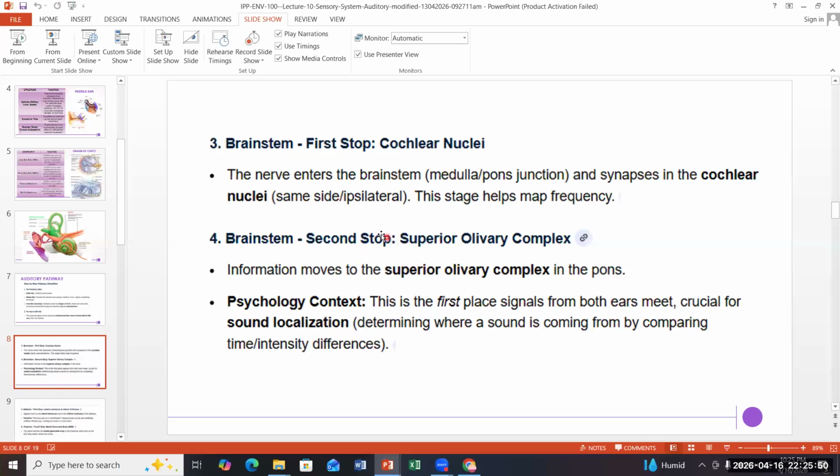What is the second stop? Very close to it, there is a specific region, the superior olivary complex, and this complex is present in the pons region. So what you are going to write is that cranial nerve 8 transfers the electrical impulse to the cochlear nuclei present in the medulla and pons region. From there, the electrical impulse is passed to the superior olivary complex within the pons region.